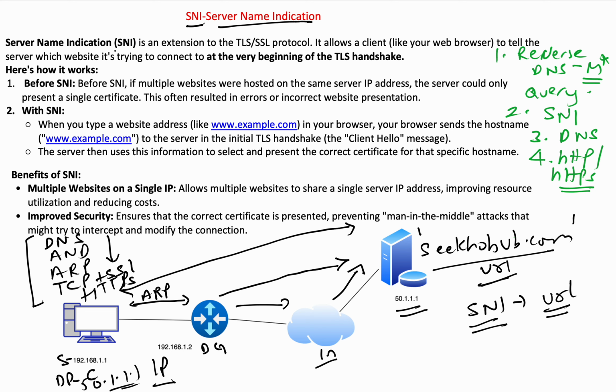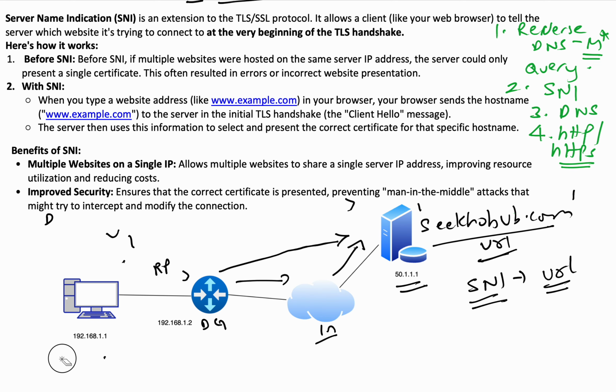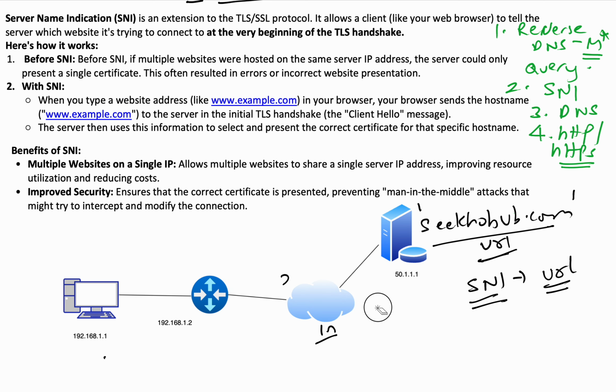Now coming back to SNI. Why is SNI important? Server name indication is an extension to the TLS/SSL protocol that allows a client, like your web browser, to tell the server which website it is trying to connect to at the very beginning of the TLS handshake. Now we'll explain this via this diagram, or the network topology that we have.